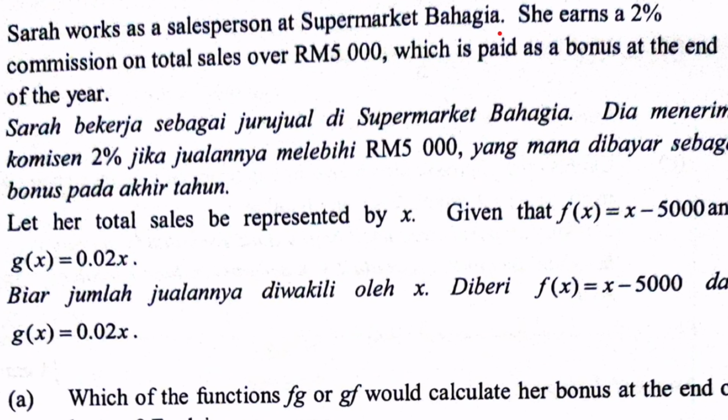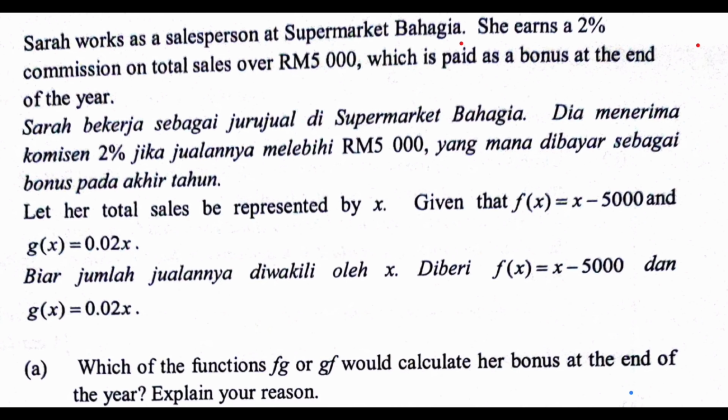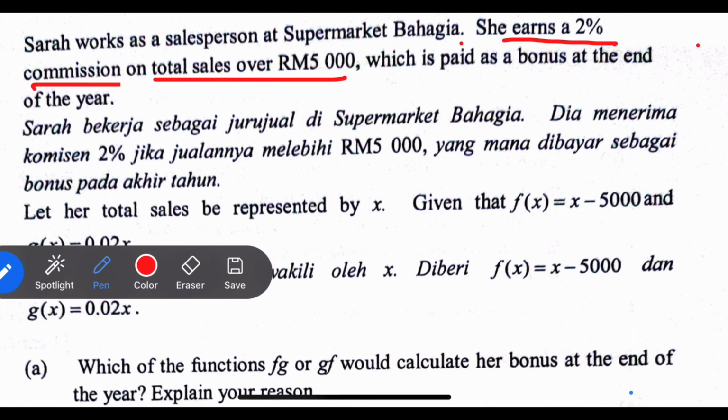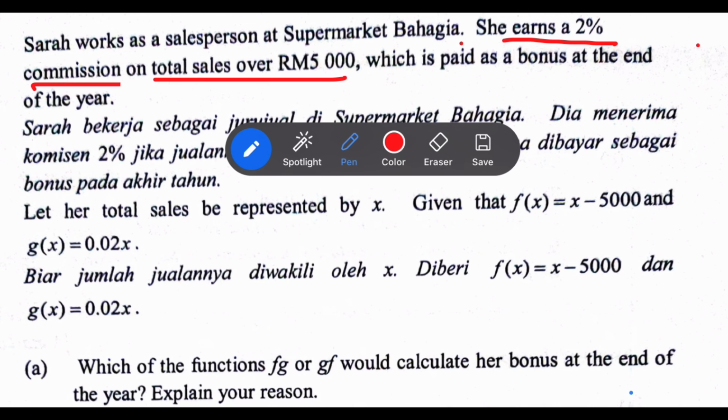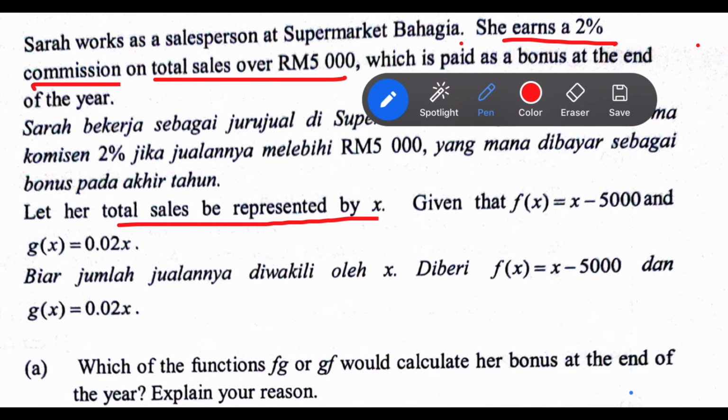Alright, so this is the function question involving HOTS. So let's see what the question asks about Sarah. The question is asking which of the functions, either fg or gf, calculates the bonus at the end of the year for Sarah. So how to answer this question? Is it fg or gf? Let's study the concept. You are given the total sales is represented by x, and f(x) is actually x minus 5,000, and g(x) is 0.02x. So you will choose fg or gf.